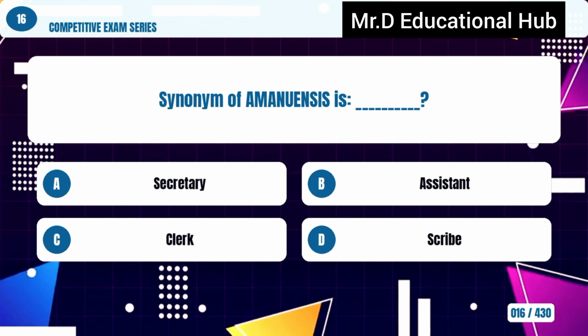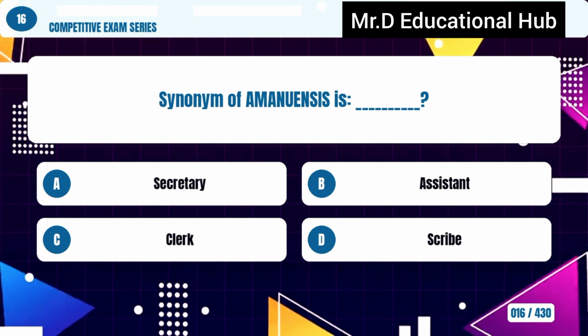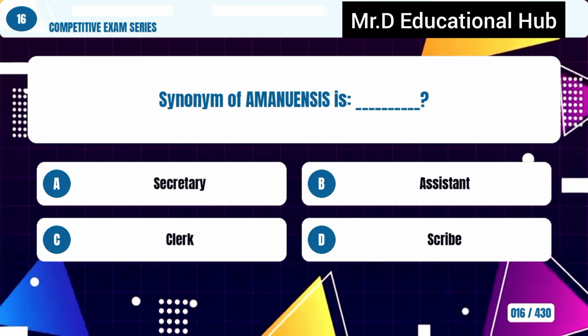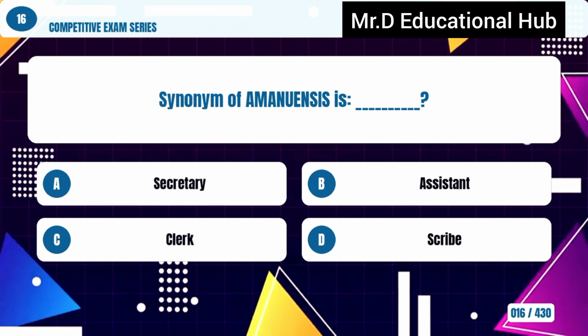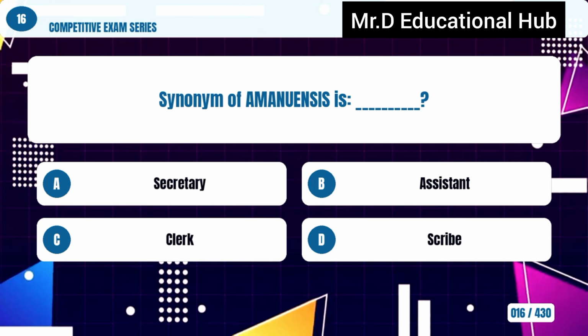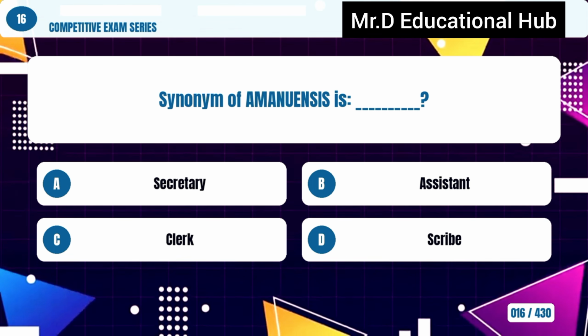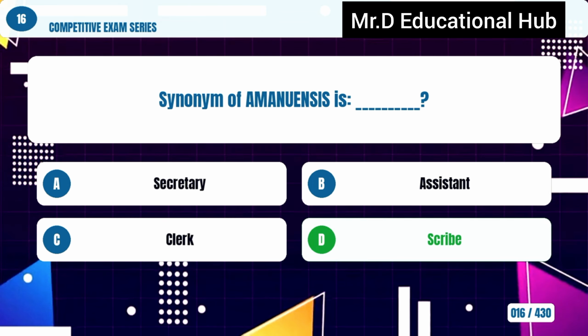Question: synonym of amanuensis is blank. Option A, secretary. Option B, assistant. Option C, clerk. Option D, scribe. Correct answer is option D.